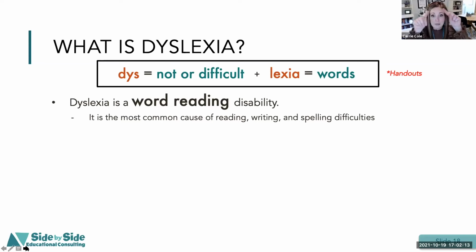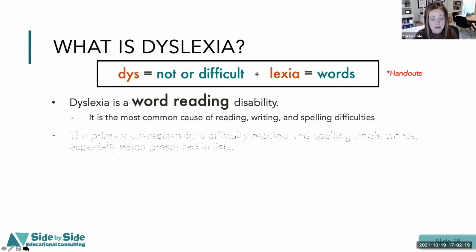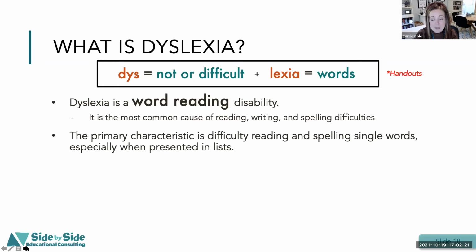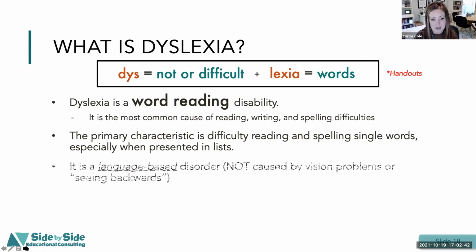Remember when we talked about the simple view of reading in those 4 quadrants, right? The issue was on that D side of reading. The primary characteristic is difficulty reading and spelling. It shows up in reading and spelling single words, especially when those words are presented in lists, everybody, and not in context. Why? Because they cannot over-rely on context to identify the words. They have to just use their decoding abilities.